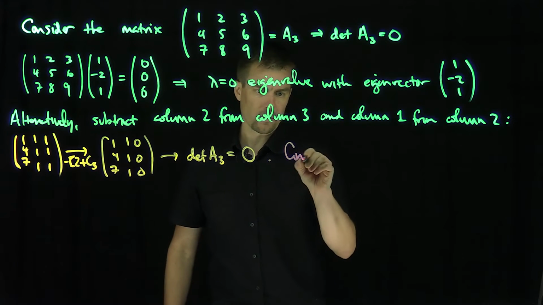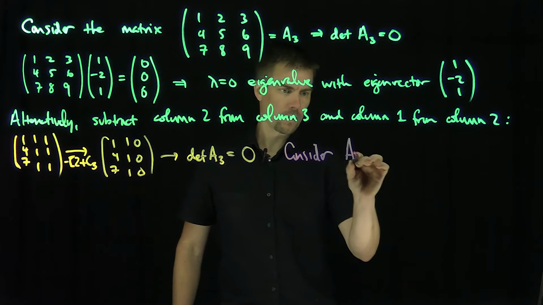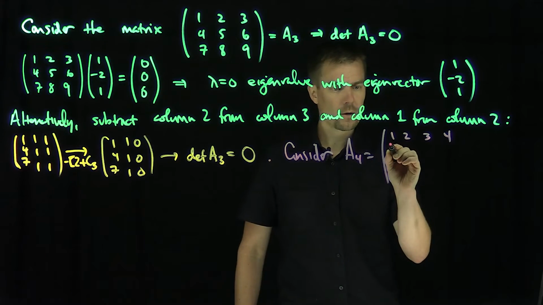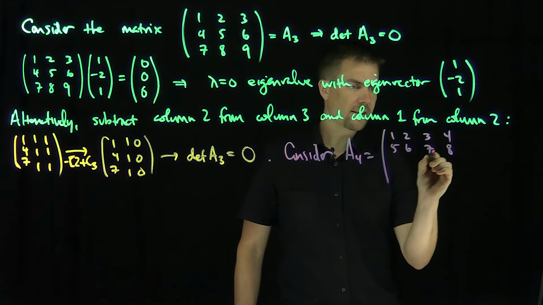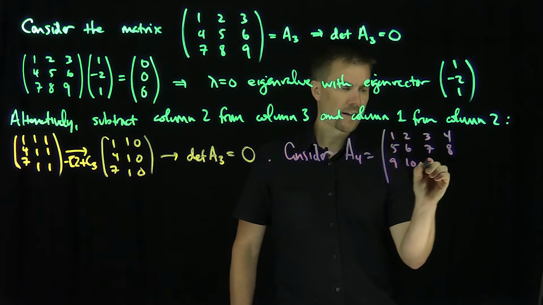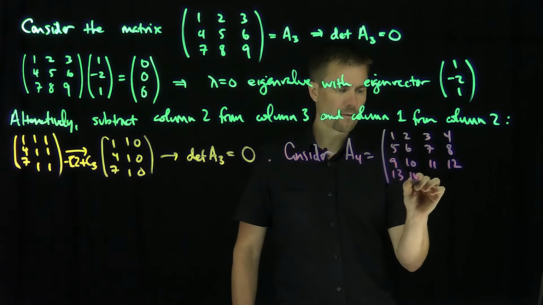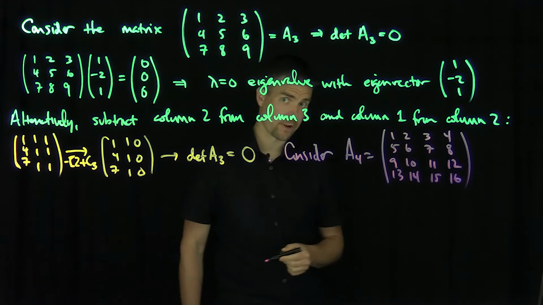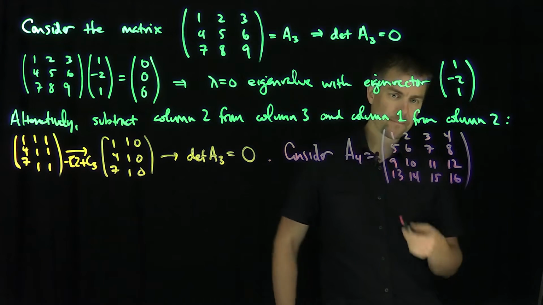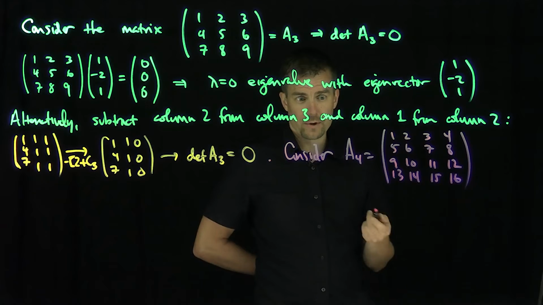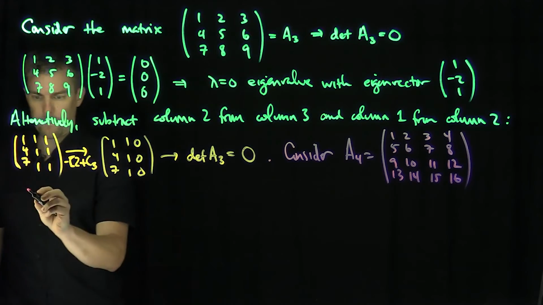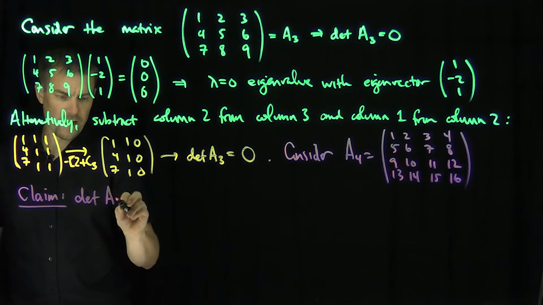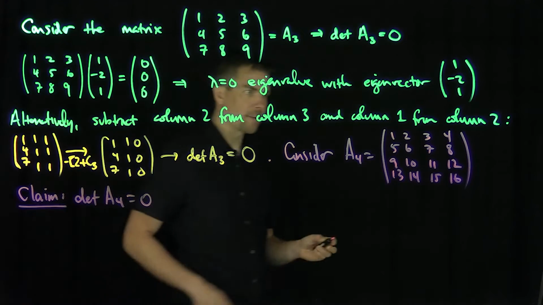Consider A4, which as you expect will be 1, 2, 3, 4, 5, 6, 7, 8, 9, 10, 11, 12, 13, 14, 15, 16 over here. That's the next dimensional square matrix where I have the first squares in there. Now you may say, well, how am I going to figure out what the determinant of A4 is? We claim the determinant of A4 is also equal to 0.